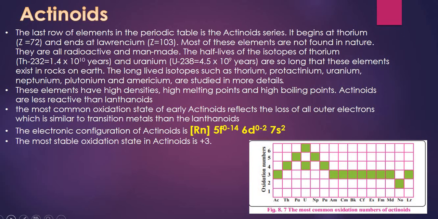And it can be seen from this graph that the common oxidation state of early actinoids reflects the loss of all outermost shell electrons, similar to the transition elements, not like lanthanoids. The ready loss of 5f electrons by early actinoids indicates that these electrons are much closer in energy to 7s and 6d electrons than 4f are to 6s and 5d electrons, as they are in lanthanoids. So this is the reason they show the +3 oxidation state.